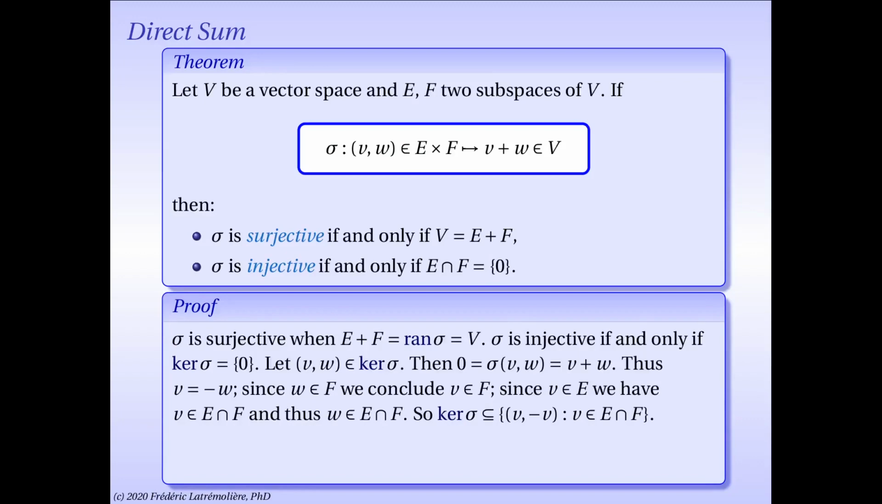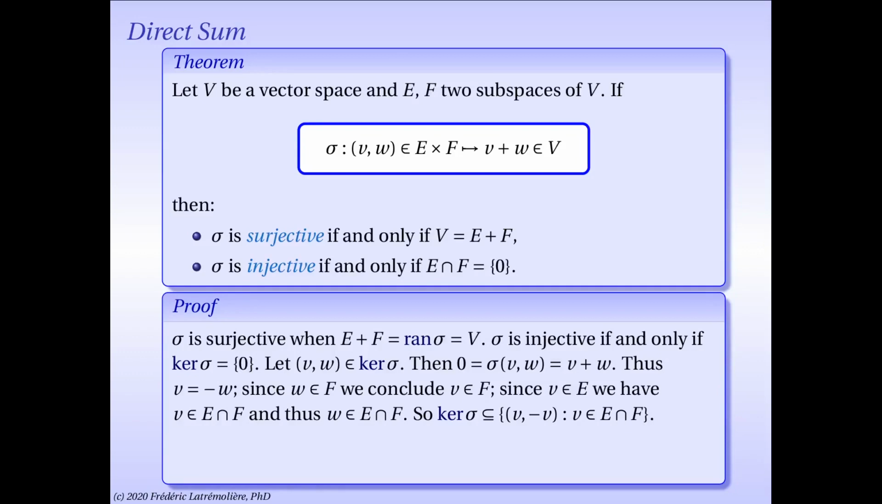Let (V, W) be an element of the kernel of sigma. Remember that by construction, that means (V, W) is an ordered pair in the Cartesian product E times F. Now, since I'm in the kernel of sigma, it means that 0 equals sigma applied to (V, W). In other words, 0 is equal to the sum of V and W. By adding minus W to this equation on both sides, we conclude that V equals minus W.